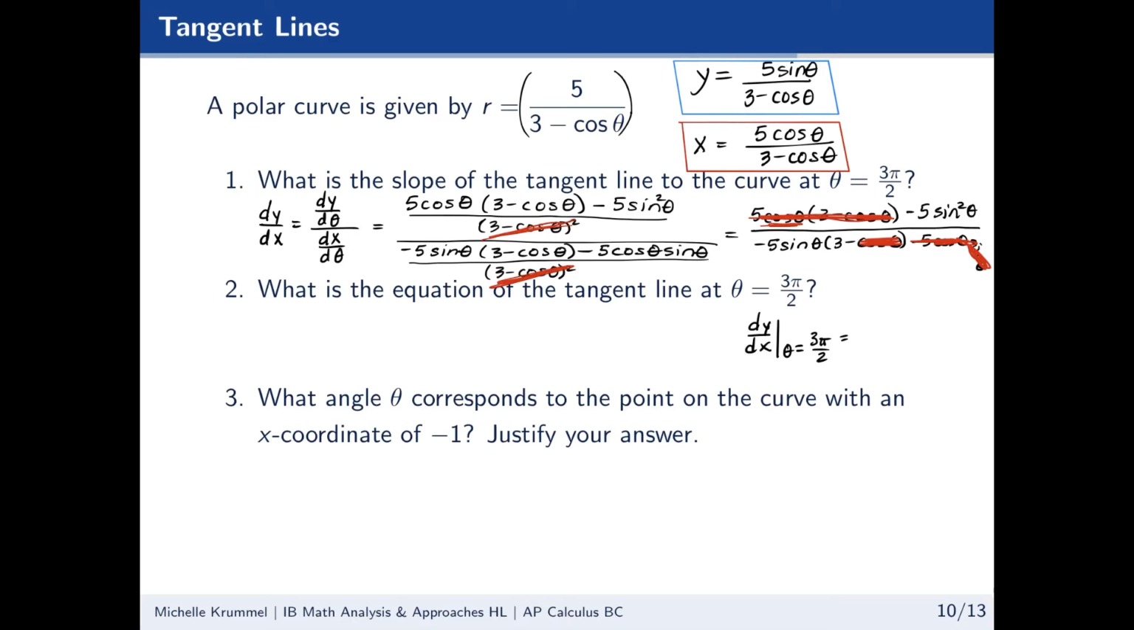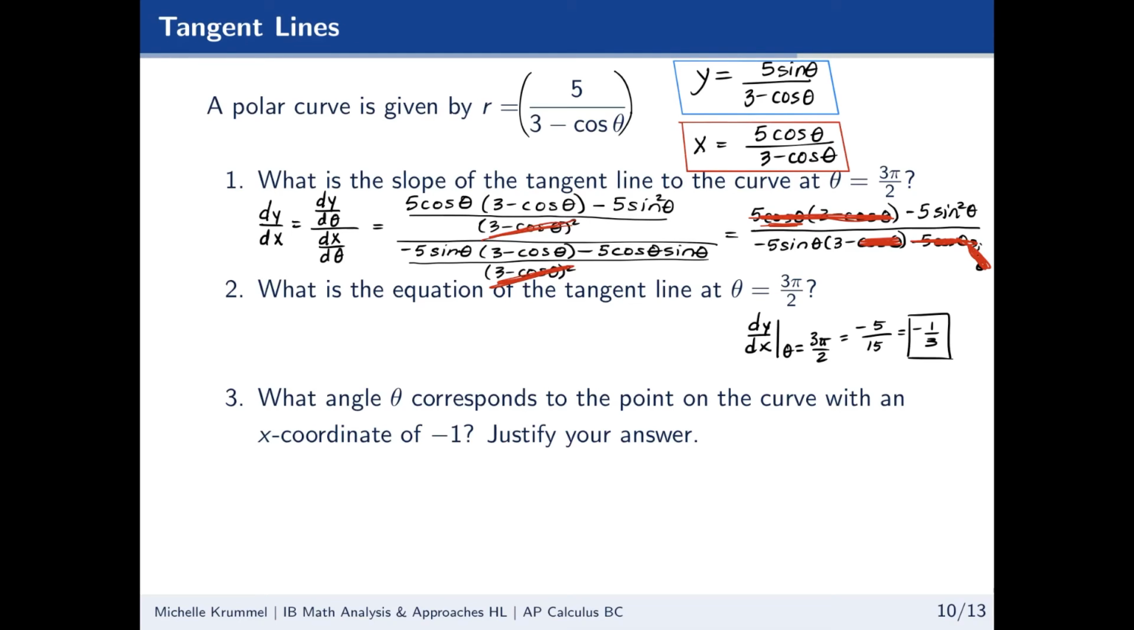Okay, so that helps a little bit. The sine of 3 pi over 2 is negative 1. So in my numerator, I have negative 5 times negative 1 squared, which is negative 5. In the denominator, negative 5 times negative 1 is positive 5 times 3 is 15. So my slope is negative 1/3. Slope is negative 1/3. Now, what is the equation of the tangent line at theta equals 3 pi over 2?